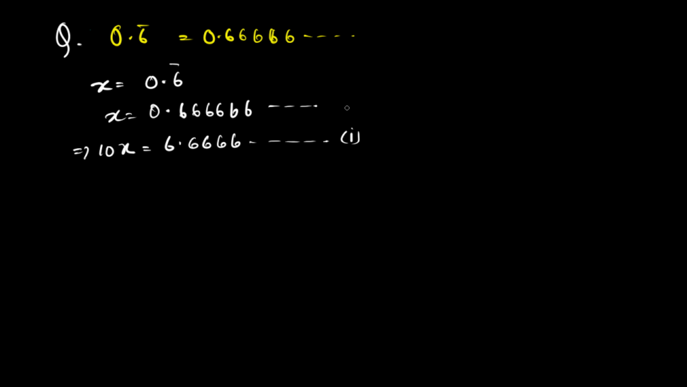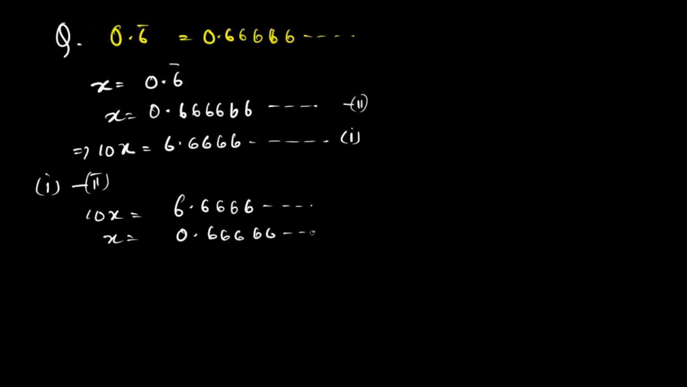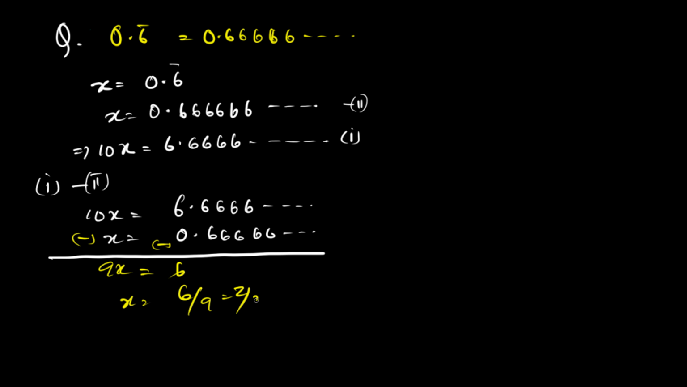Name it as equation 1 and this as equation 2. So subtract equation 1 and equation 2. That means 10x equals 6.66666 and x equals 0.6666666. If you subtract them, you should have 9x equals 6, because this entire part will get cancelled. So x equals 6 by 9, which is 2 by 3. So that will be the fraction conversion. Okay. In the same way, let's do another question.